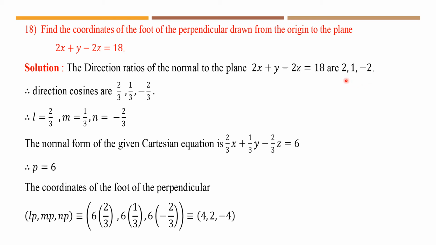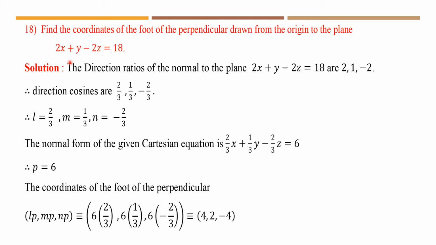Hence, divide these direction ratios by 3 and we get the direction cosines. The direction cosines are 2 divided by 3, 1 divided by 3, minus 2 divided by 3. Hence, L equal to 2 by 3, M equal to 1 by 3, N equal to minus 2 by 3. The normal form of the given Cartesian equation is Lx plus My plus Nz equal to P.